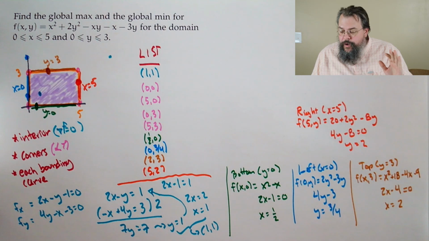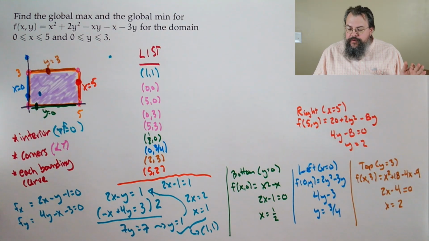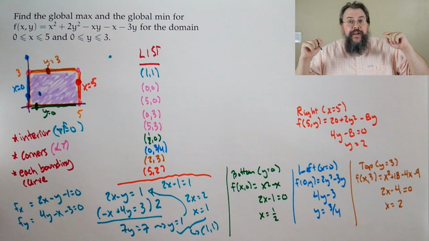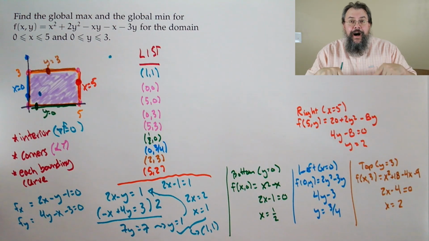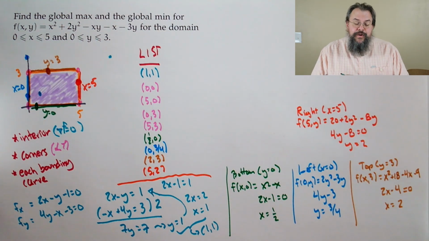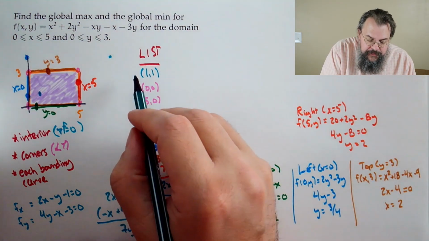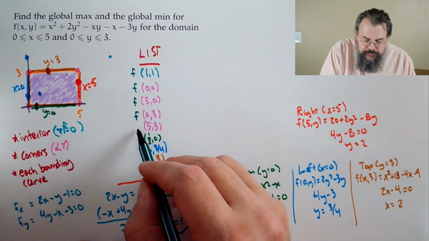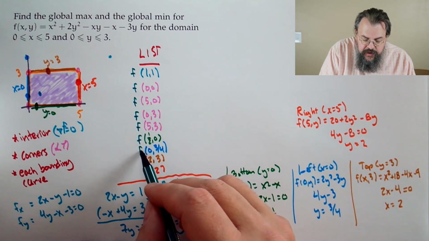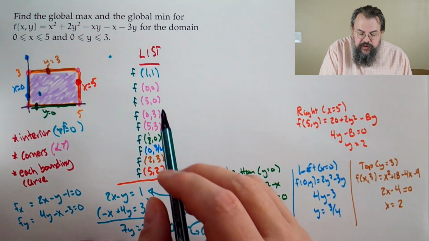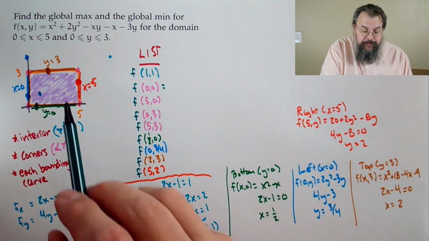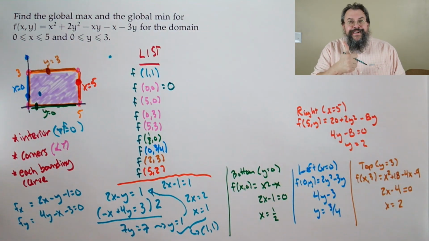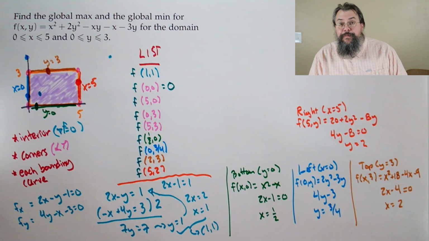Now, what we know is that our absolute max and our absolute min, or if you like, the global max and the global min, occur somewhere on that list. So what we need to do now is plug every single one of these points into our function. Some of these points are easier than others to plug in. For example, (0, 0), we're going to like that one. It gives 0. Great. Of course, some of them will not be so easy.